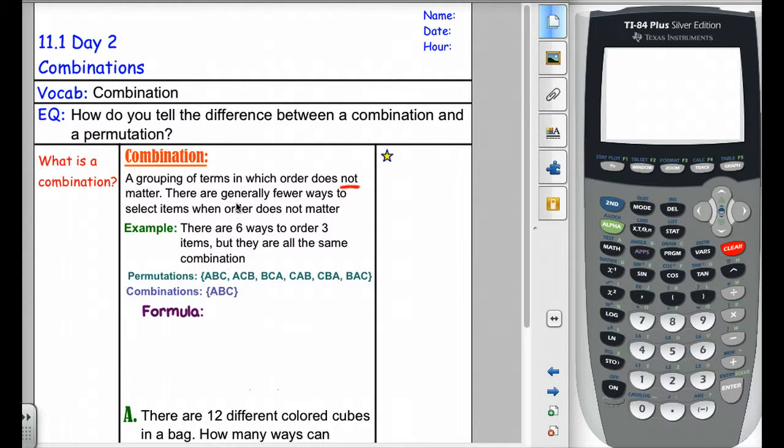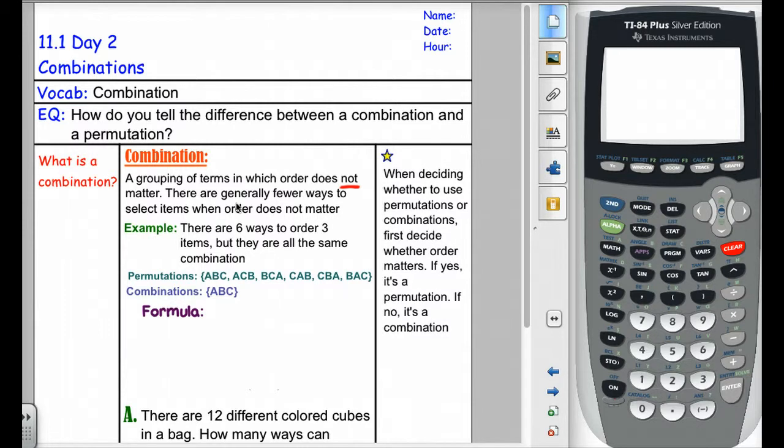For example, there are 6 ways to order 3 items, say A, B, and C: ABC, ACB, BCA, CAB, CBA, and BAC. But they are all the same combination of A, B, and C together. When deciding whether to use a permutation or a combination, you need to decide if order matters. If yes, it's a permutation. If no, it's a combination.